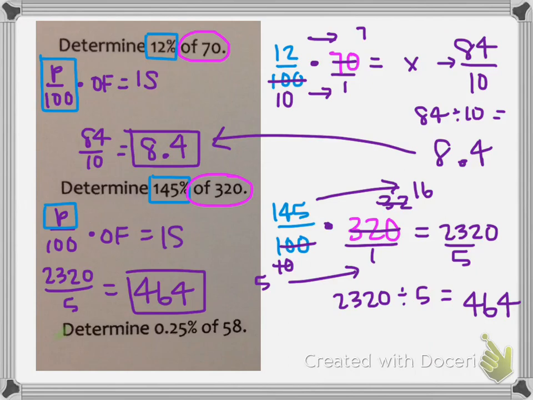Now there's one more very simple problem without lots of reading involved, and it is determine 0.25% of 58. So why don't you go ahead and try to solve that one on your own, set it up, work it out. You guys know exactly how to do this, and then we'll check it in class tomorrow. So do this one on your own, and then I'm going to walk you through the multi-step problem at the bottom of your page.